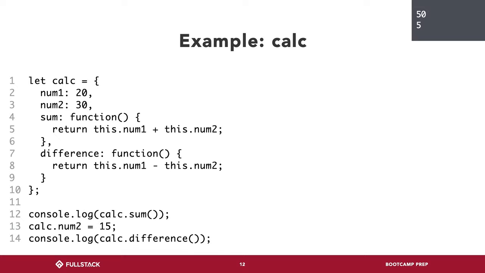It's the same thing. So if you console log calc.sum invoked, now this is actually returning something. So this will be 50 because you're adding them, right? Same thing over here. It's the same thing.